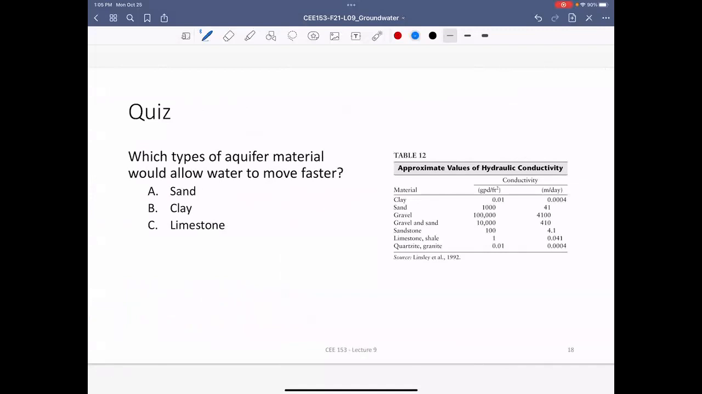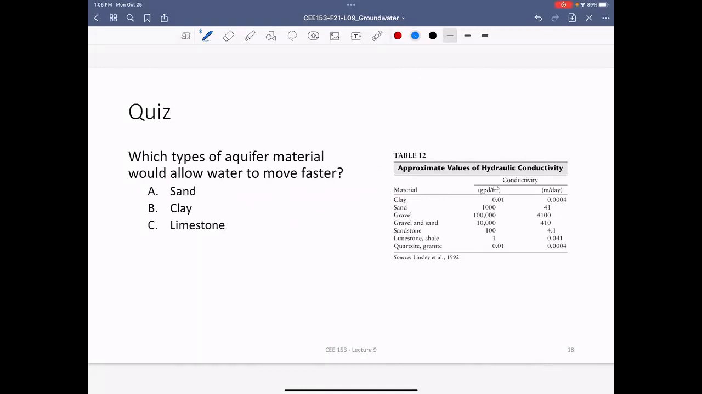All right, now let's see the quiz before we break. Which type of aquifer material would allow water to move faster? Sand, clay, or limestone. For some reason, I cannot click the chat window here. So if you see a question that's been written in the chat, you can let me know that question so that I can answer it.